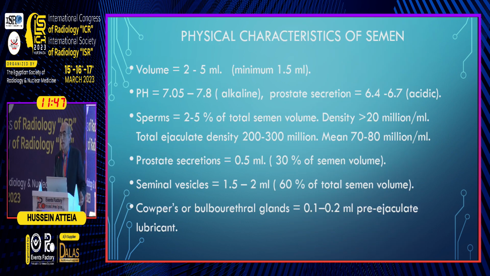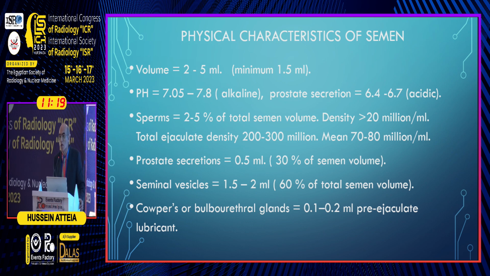Now again, the physical characteristics of semen. Not everybody knows what semen contains. The volume of semen is from 2 to 5 milliliters, average 1.5. The pH is always alkaline, while the prostatic secretions are a little bit acidic. Sperms contribute only 2 to 5% of the semen volume. The density is 20 million per milliliter. Total ejaculate count is 200 to 300 million, mean 70 to 80 million per milliliter.